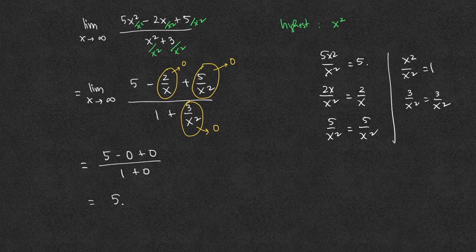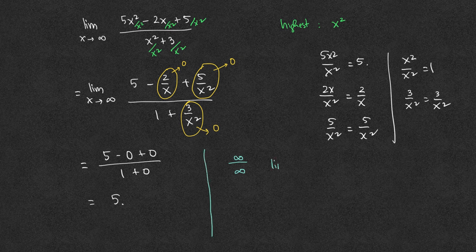This might be quicker than using L'Hopital's rule. If we want to use L'Hopital's rule, we should end up with the same answer. We see that the numerator and the denominator are both continuous and differentiable, and as x goes to infinity, the numerator goes to infinity and the denominator goes to infinity, and so we can use L'Hopital's rule.